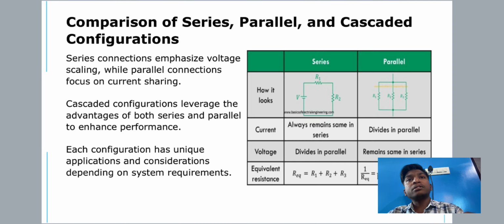And coming to comparison of series, parallel, and cascade configurations, series connections emphasize voltage scaling, while parallel connections focus on current sharing. And cascade connections leverage the advantages of both series and parallel to enhance performance. Each configuration has unique applications and considerations depending on system requirements. Here we can observe the differences between series and parallel in current, voltage, and equivalent resistance, and these were the formulas.